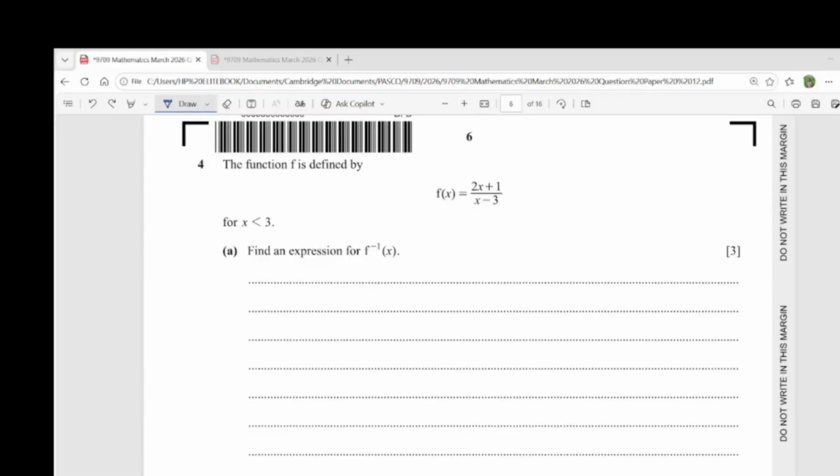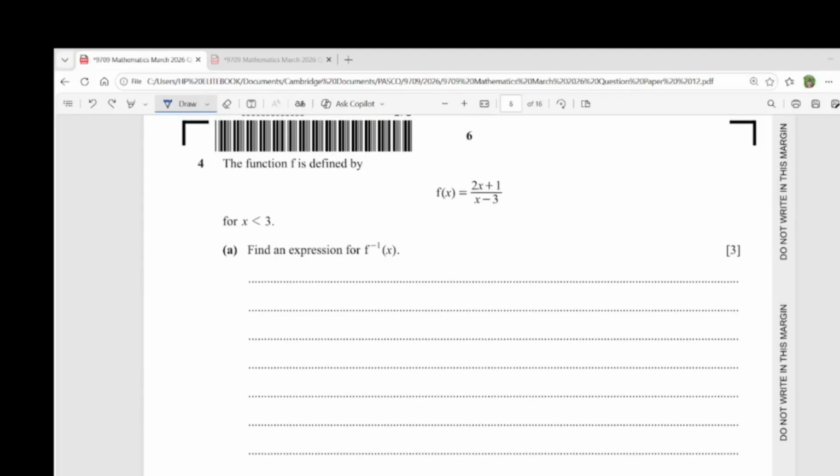Now we move to question number 4, which says that the function f is defined by f of x equal to 2x plus 1 over x minus 3. And for the domain of x less than 3, it means that the function doesn't take any values of x more than or equal to 3. You have to find an expression for f inverse.